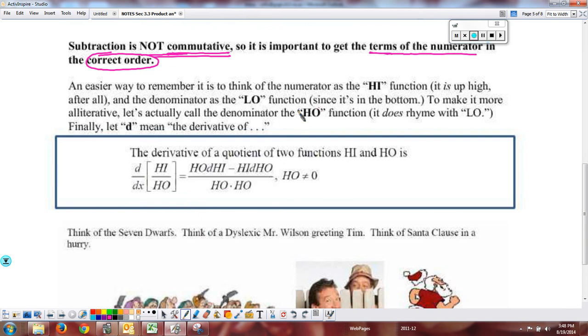Sometimes they change the low to ho because it rhymes with low, and so they can do things that have to do with, if you've ever watched the Tim Allen show where he was the handyman or whatever, and his neighbor, where he used to go hoity high, neighbor and all that stuff. So that's one way to remember it.